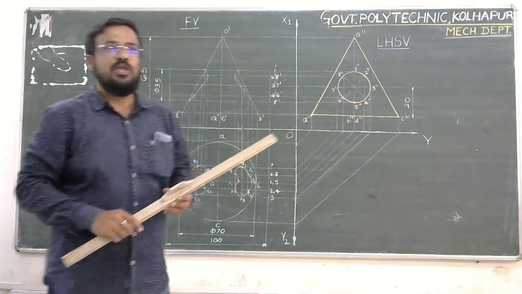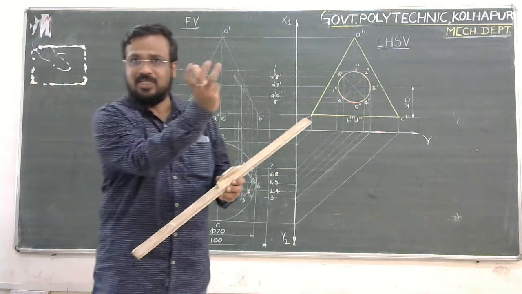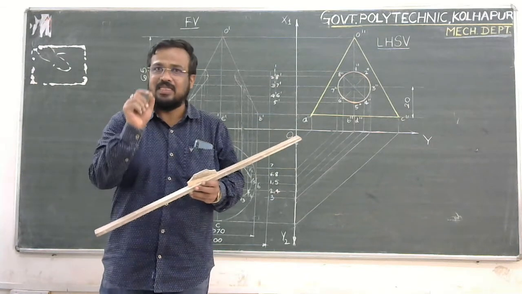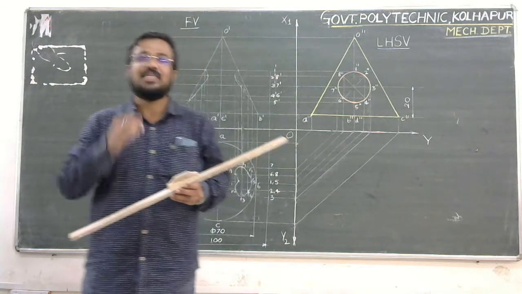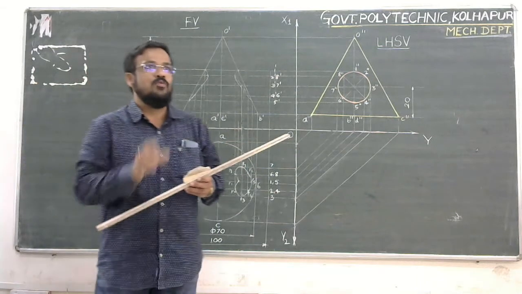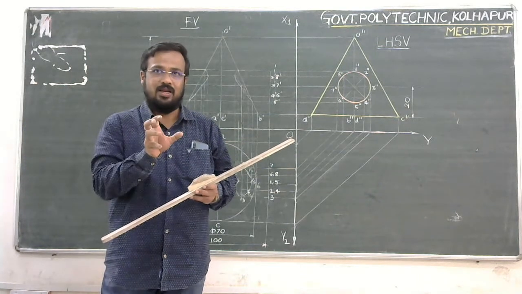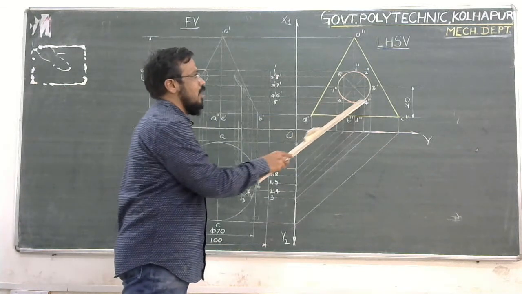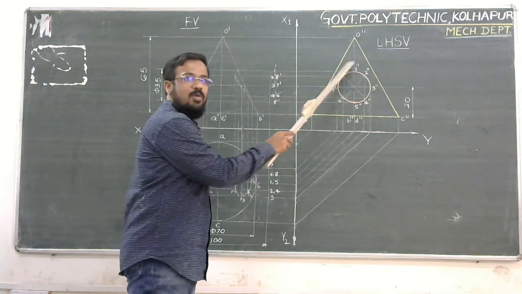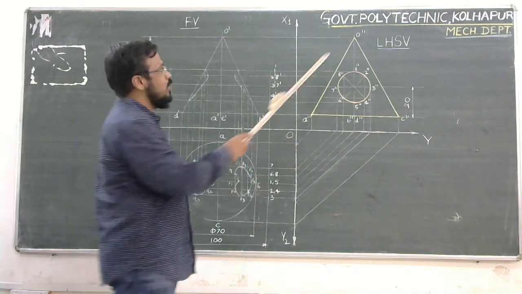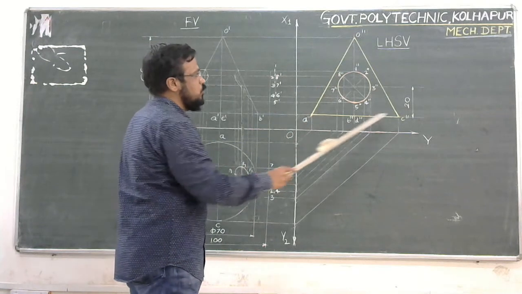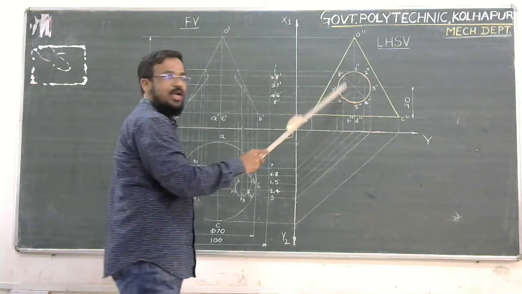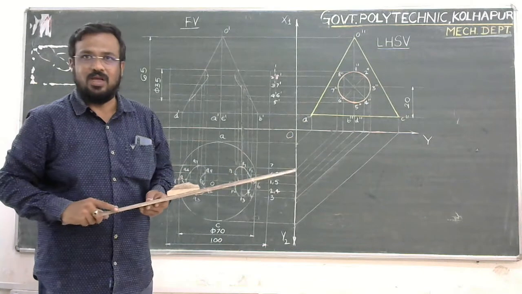Now this cone is penetrated by a horizontal cylinder. Horizontal cylinder means its axis is parallel to HP. When we observe this horizontal cylinder in the side view, it will be seen in the form of a circle. So in the side view, you will get the projection of these two solids in the form of a triangle, inside which the penetrating cylinder appears in the form of a circle.